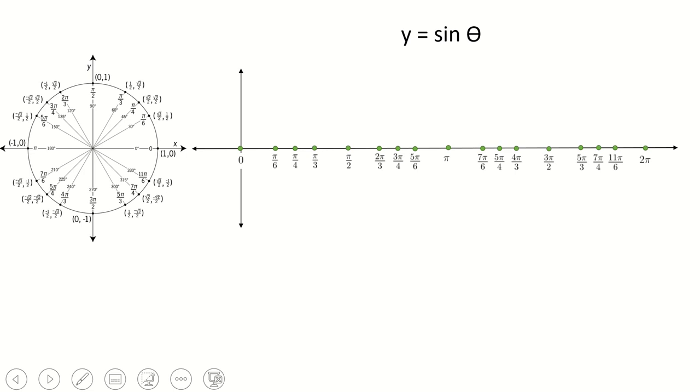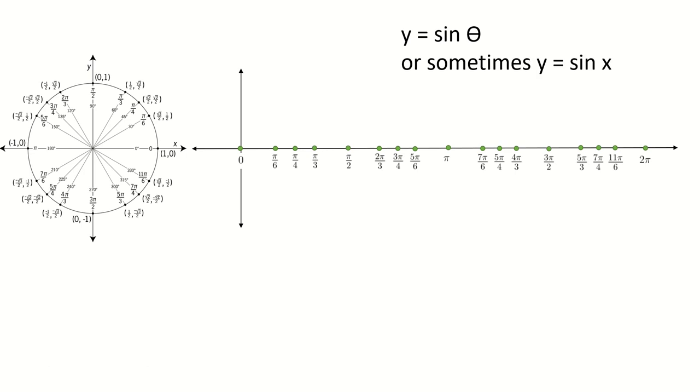That looks like y equals sine of theta, and sometimes you'll see y equals sine of x. Theta and x are both just variables. One is Greek and one is Arabic. Somewhere along the lines, mathematicians decided that Greek letters should be used for angles, but sometimes we use x because that's what we see most often.